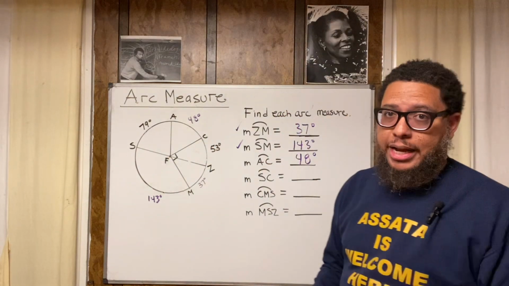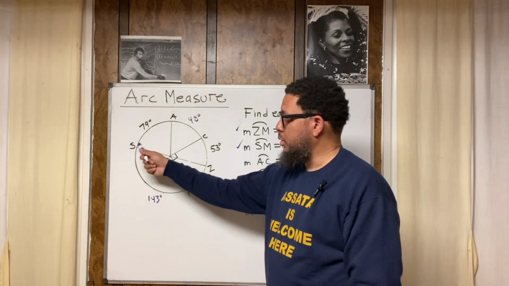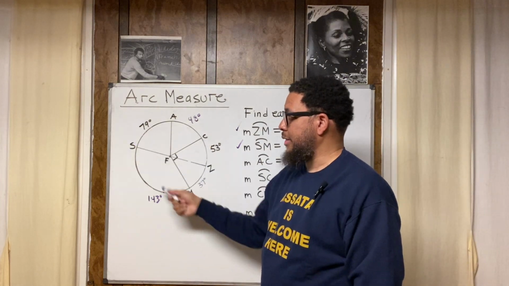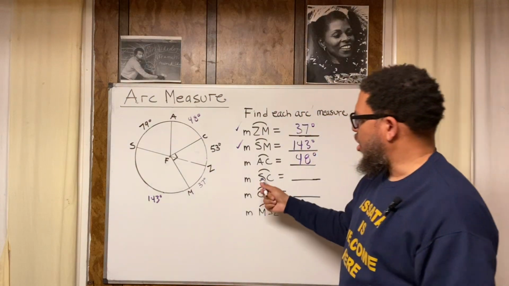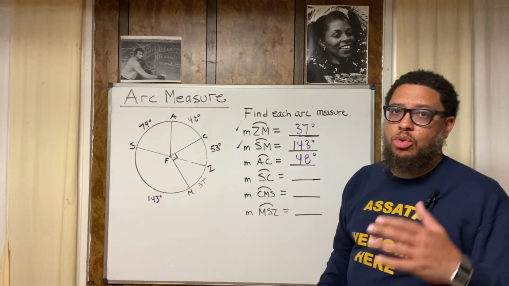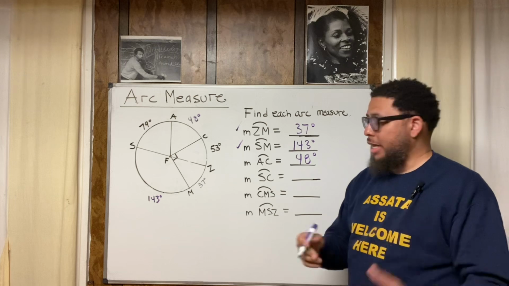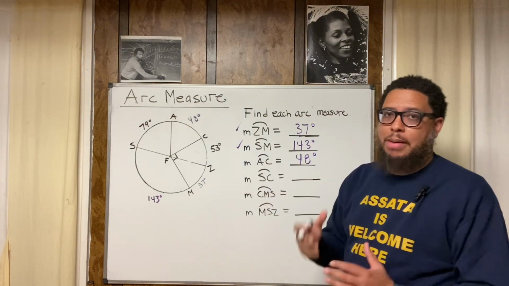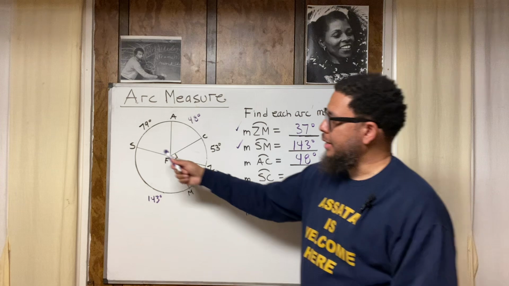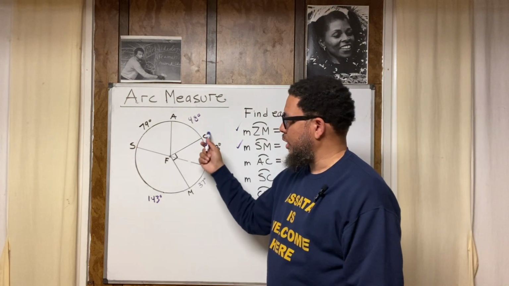Now, here's another question I got for you. How do I know that I'm supposed to go this way and not that way? Because I could get to C by going this way. This is how I know. Arc SC is a minor arc. That's why you got to know what minor arcs and major arcs are. Minor arcs got 2 letters, right? 2 points describe a minor arc. A minor arc is less than 180. That's how I know I'm going from point C this way, right?